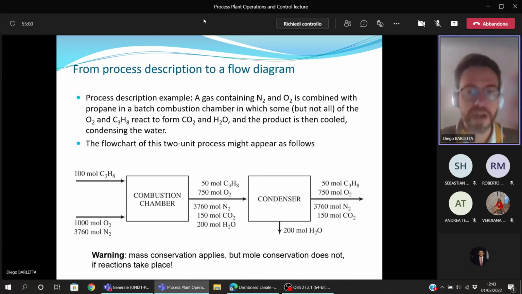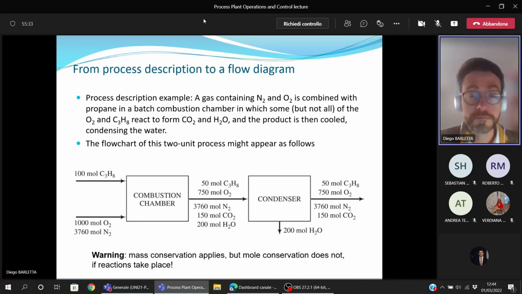The flowchart is the graphical representation of this process made of 2 units. So we have a first step, that is the combustion chamber. The second step, that is the condenser. Now, in this particular case, we are considering the process as a batch. So this means that the balanced quantities here are directly mass or mole, actually mole here.